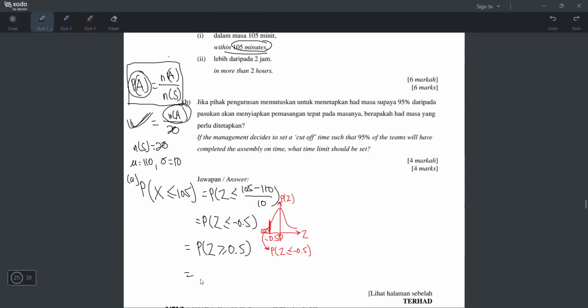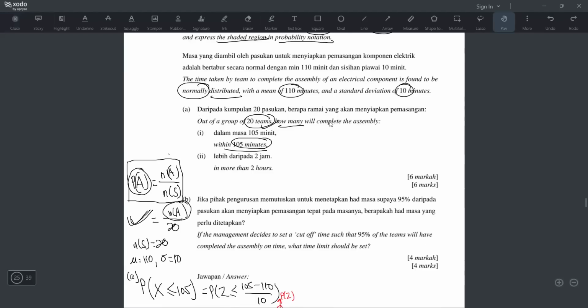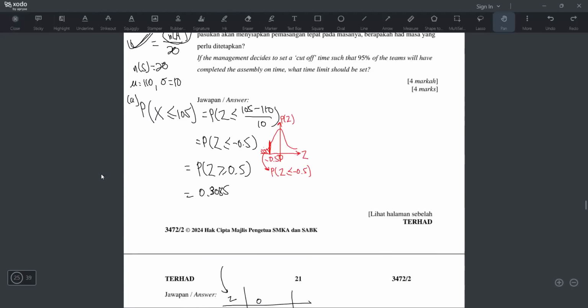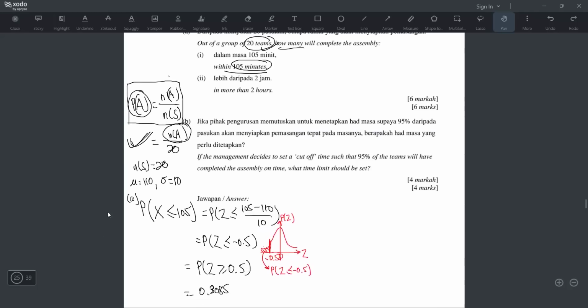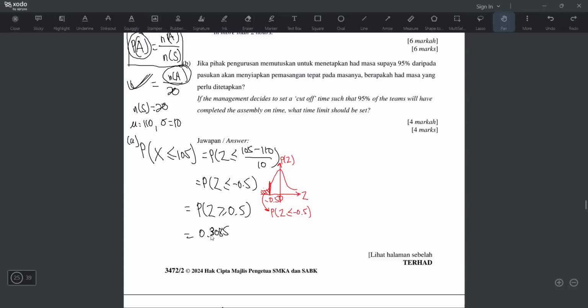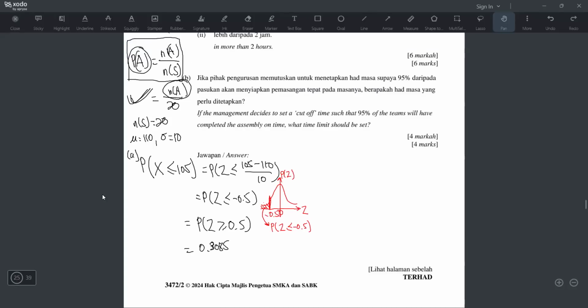Okay, this is the probability. But does the question ask us to find the probability? No, the question asks us to find the number of teams. Out of 20 teams, how many complete within 105 minutes? Okay, the probability for a team to complete within 105 minutes is this. So what is the number of teams?